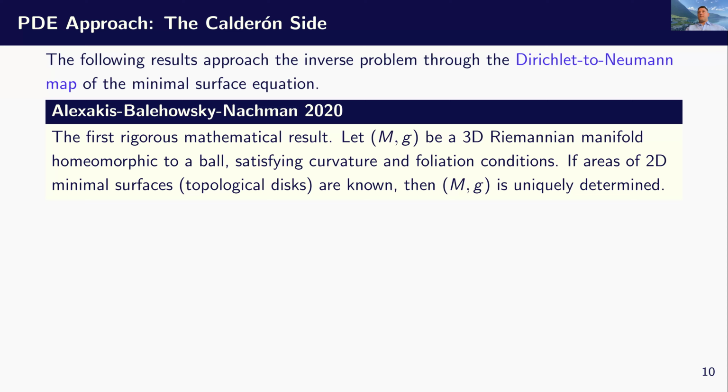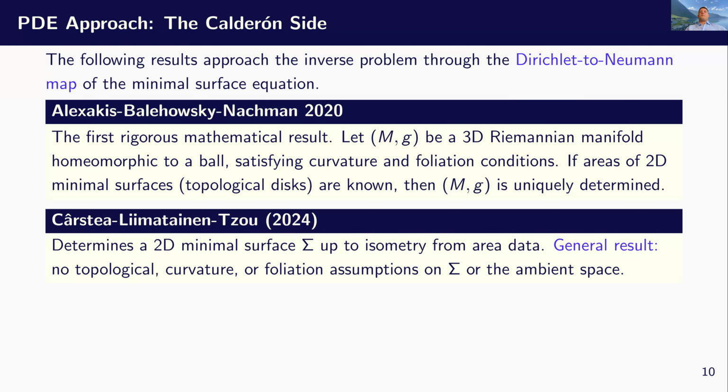And it says the following. Let (M, g) be a three-dimensional manifold, which is homeomorphic to a ball, and assume that it satisfies certain curvature assumptions and that it's also foliated by minimal surfaces. In this case, the areas of minimal surfaces which are topological disks actually uniquely determine this manifold completely. So this solves the boundary rigidity under these assumptions in dimension 3.